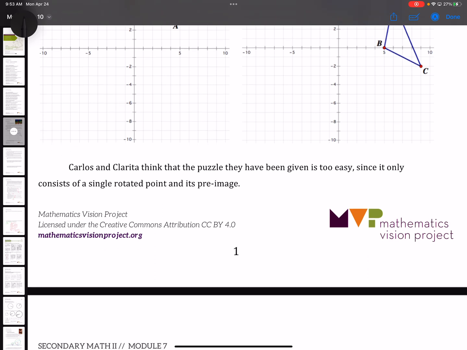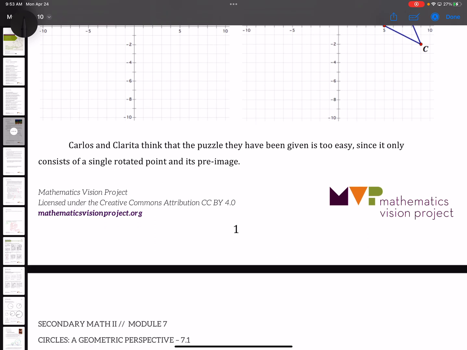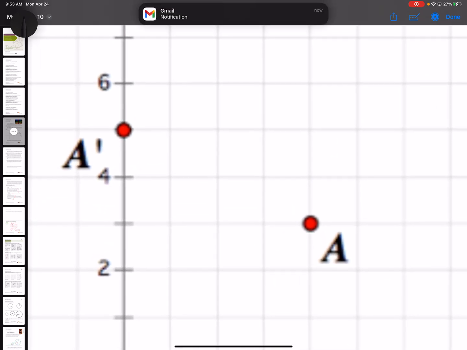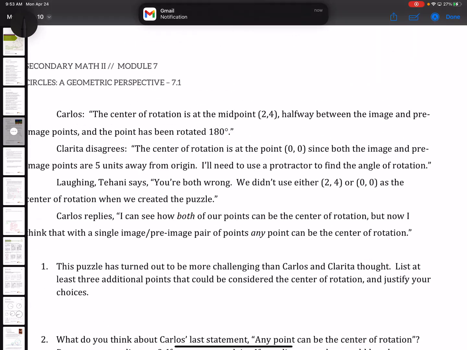Carlos and Clarita think that the puzzle they have been given is too easy since it's only a single pair of rotated points and its pre-image right there. Okay? All right.